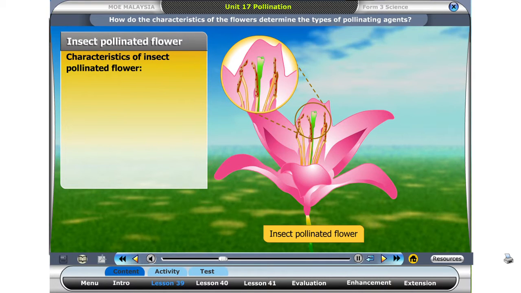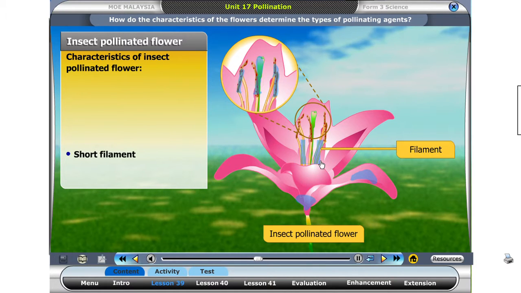When an insect, such as a bee, settles on a flower to collect nectar, pollen grains stick to its legs. Then, the insect carries these pollen grains to the stigma. Flowers that depend on insects for pollination have certain characteristics. This is a lily. Mouse over the parts of the flower to find out about its characteristics.